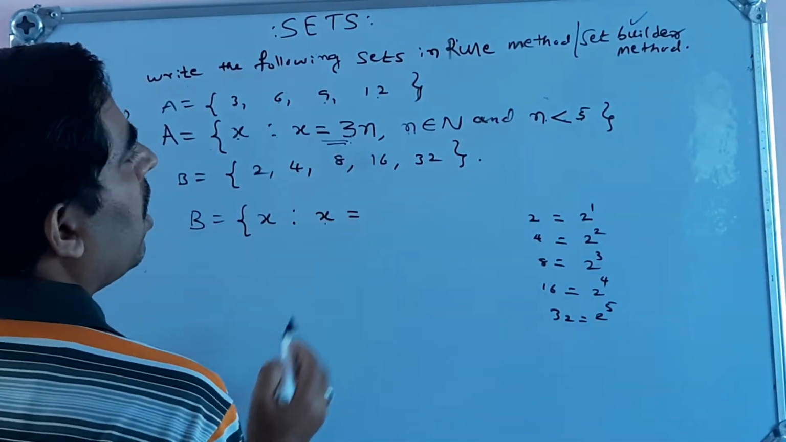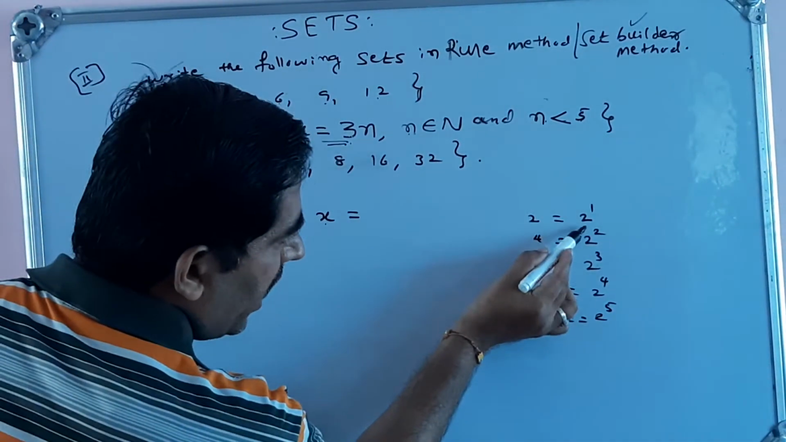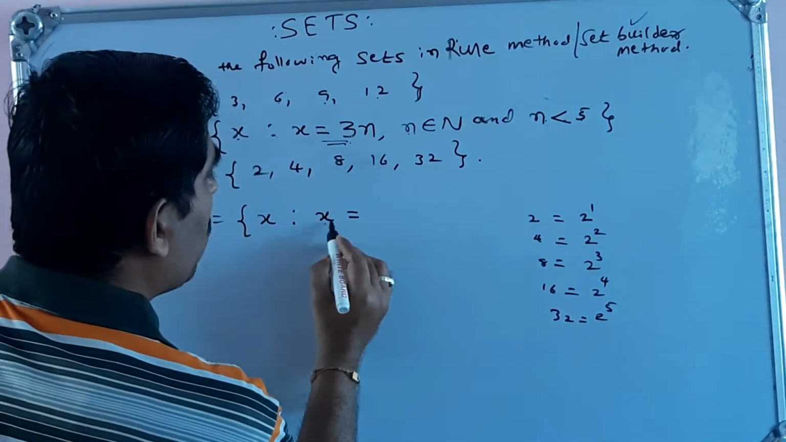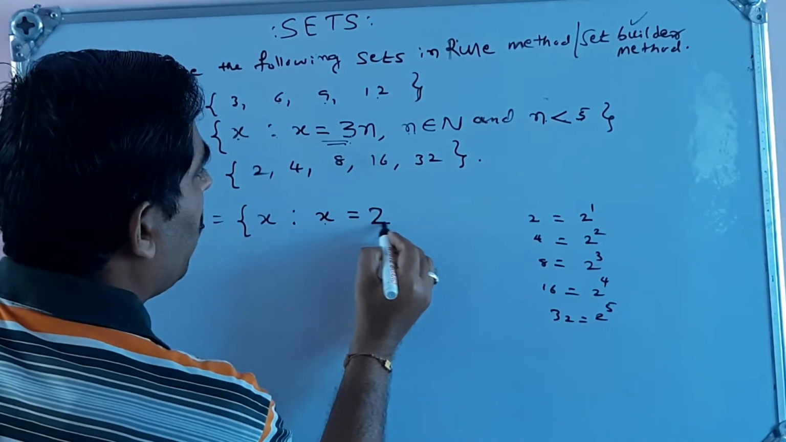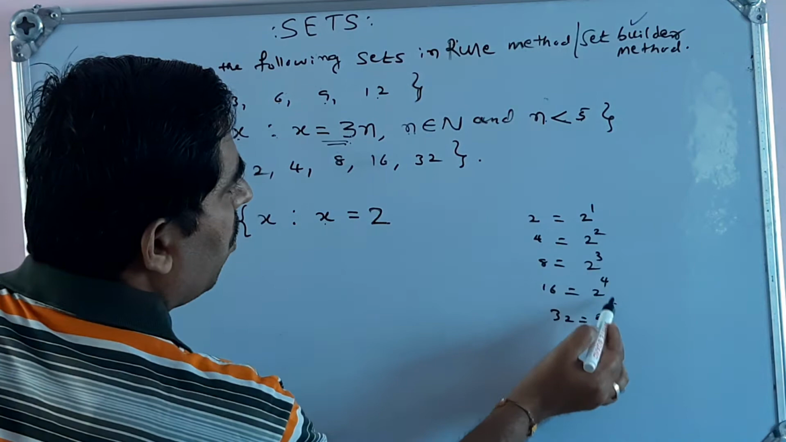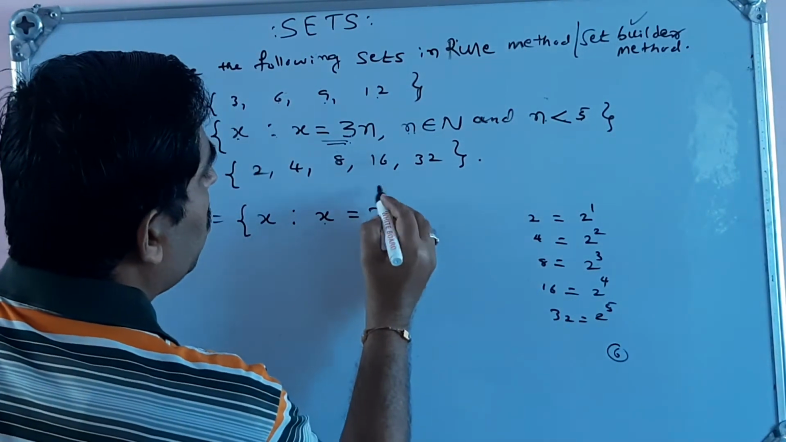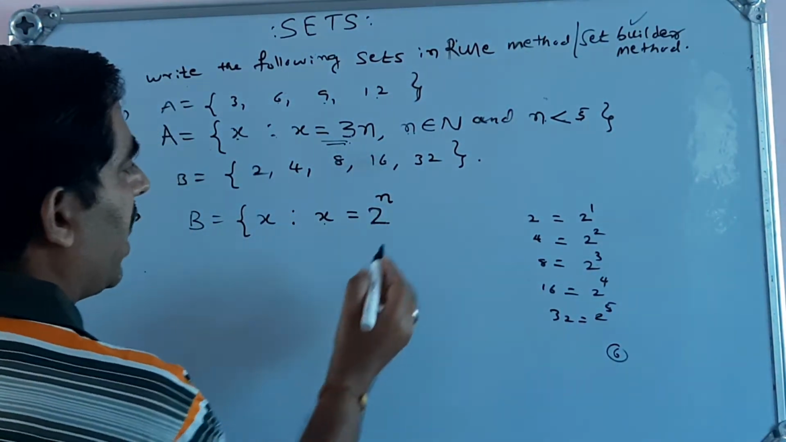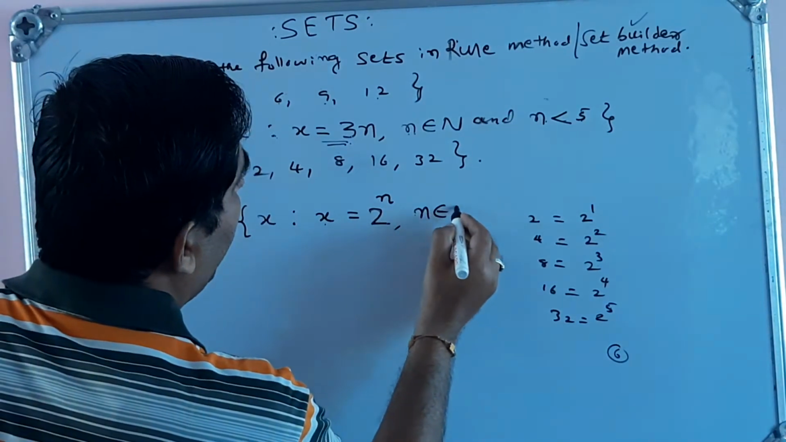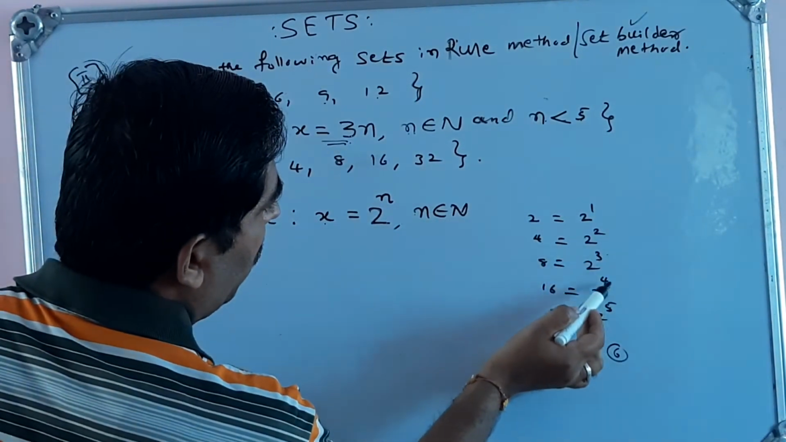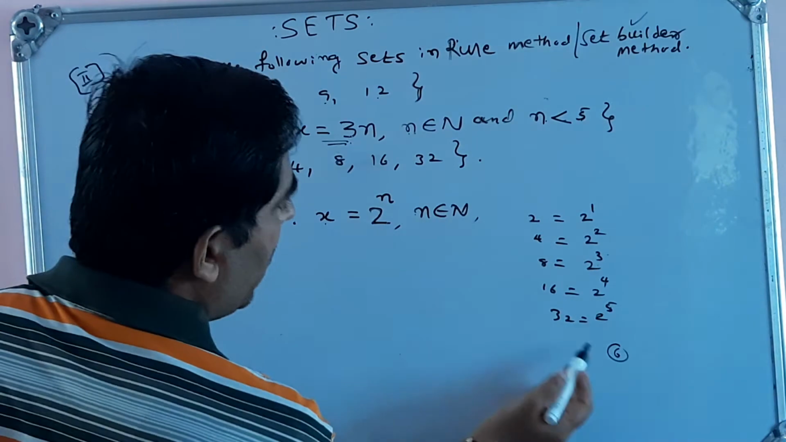So 32 is the last element. So I can write it as x is equal to 2 to the power of, so power 1 2 3 4 5. I cannot take 6. That is, generally, 2 to the power of n, where n is again a natural number. See, 1 2 3 4 5, these are natural numbers, and I cannot take 6.